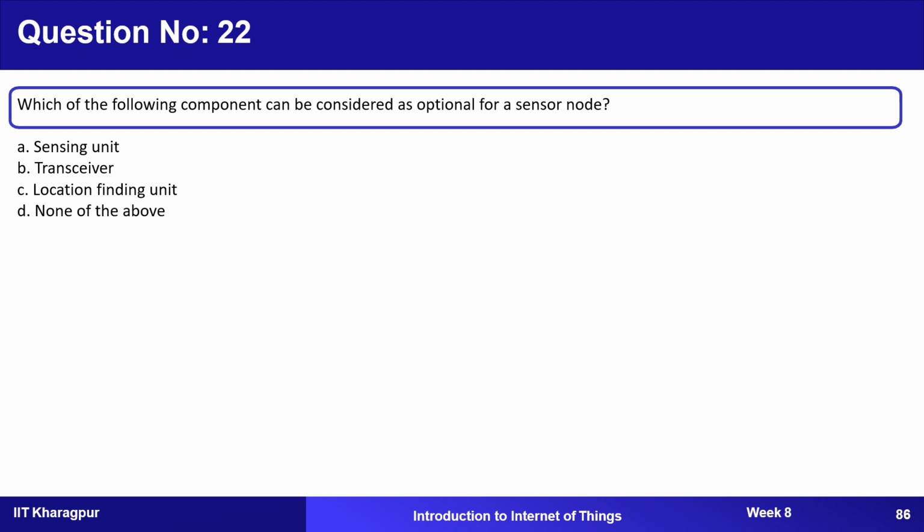C, ma'am. Location finding unit. Right, because in case of a sensor node, the sensing unit is required in order to collect the data. Then the transceiver is also required in order to transmit the data. However, the location finding unit is not necessary. So this is the optional unit. So C is the correct option.